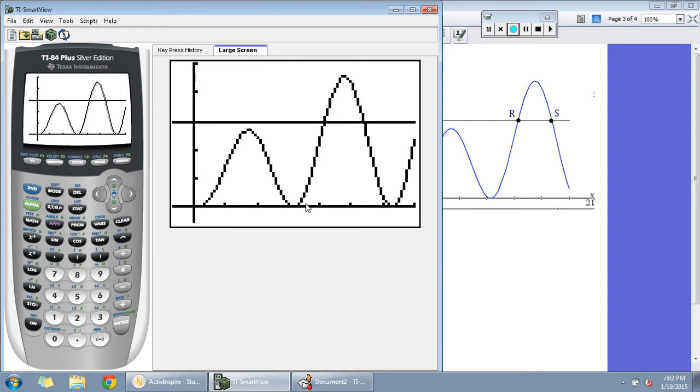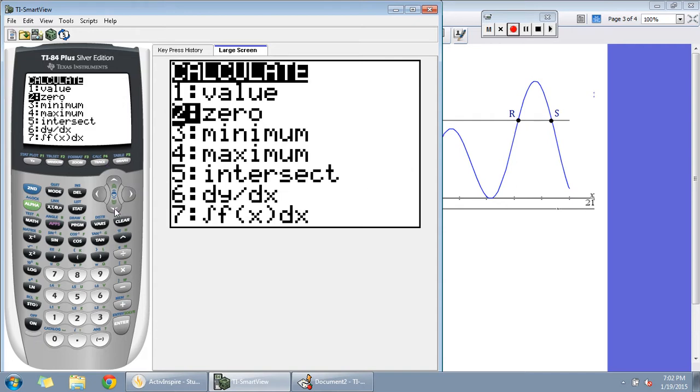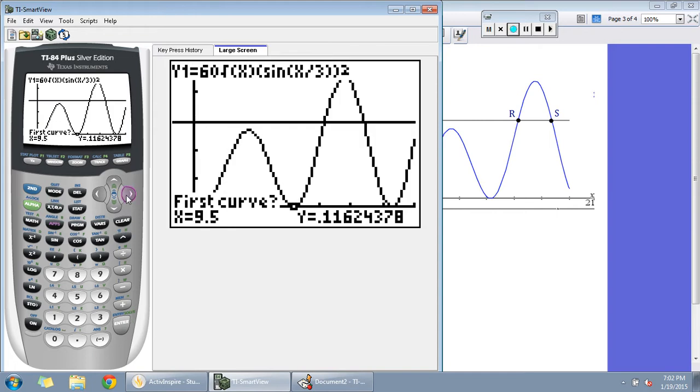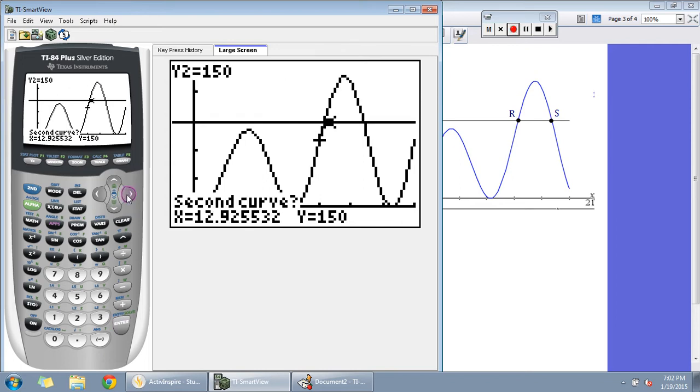So from here, I'm going to be able to find my intersections by going to second trace and intersect. And we want to go a little closer. So our first curve is here. Our second curve moved to the right is here. We're going to guess. Of course, the y value is 150, but the x value is 12.42831. So our r is going to be 12.42831.